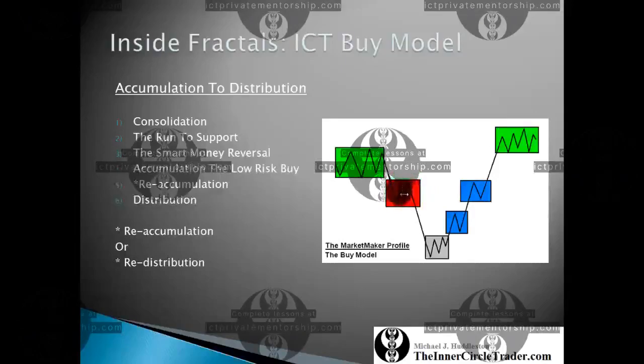Now what I'm doing is conceptualizing the overall framework of what builds the idea of an ICT buy model. I'll move down into a support level that will cause some measure of buying and then the subsequent price move higher. The third stage in the overall model is the smart money reversal.